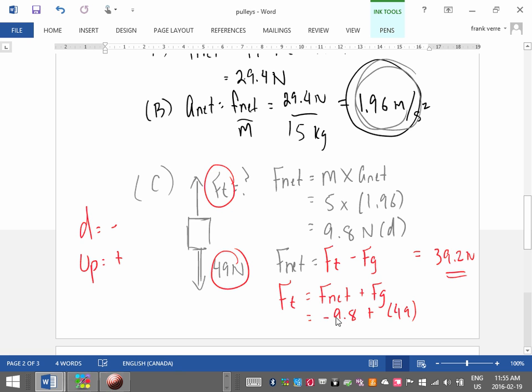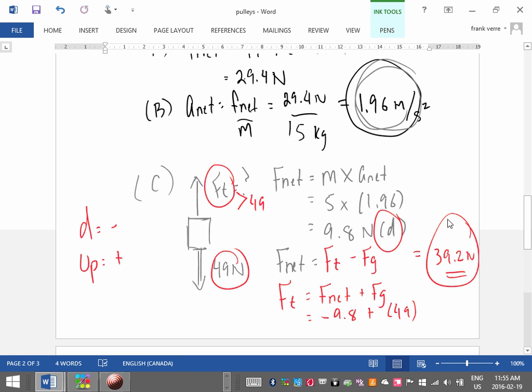Now, what would have happened if we didn't remember to put a negative sign here? Then this number would have been bigger than 49. Would it have made sense? If this is greater than 49, which way would this object move? It would move up. So when you solve these questions, use your logic too. Sometimes you make a mistake with the sign, and you realize that doesn't make sense because we know it's going down. So because it's going down, we know this has to be negative. So our tension is 39.2 newtons.